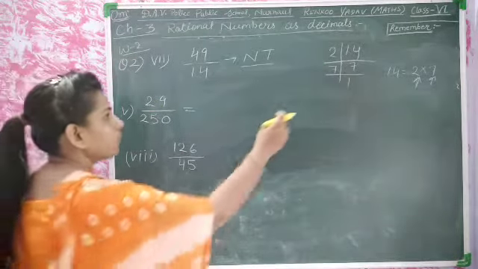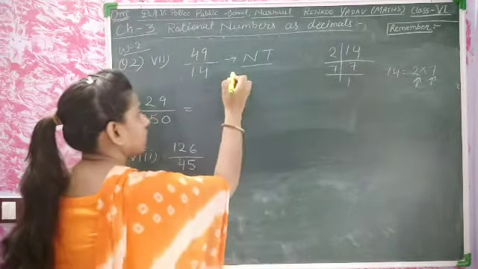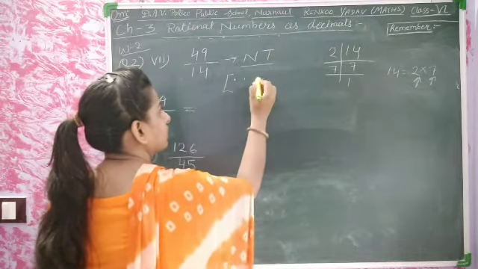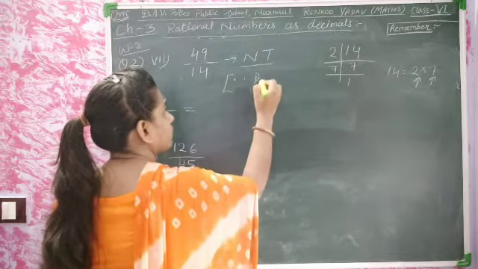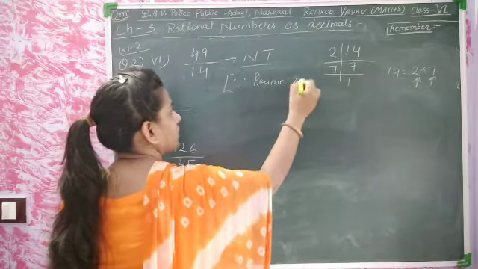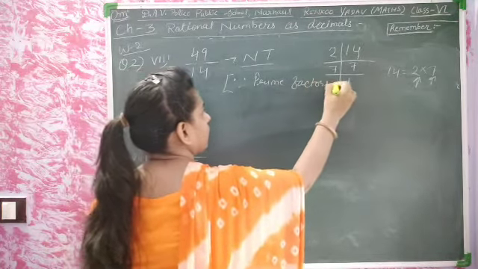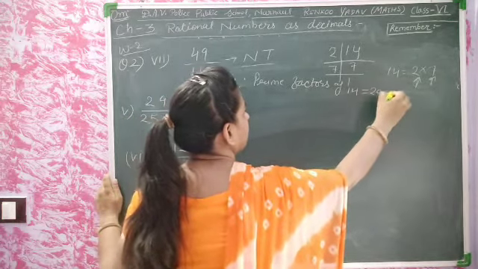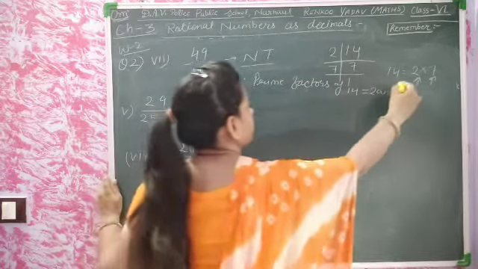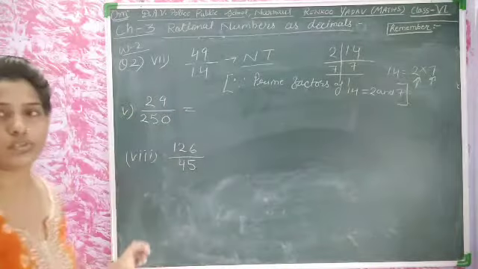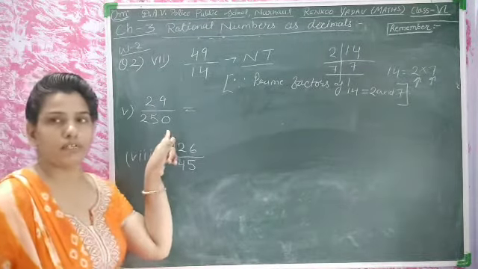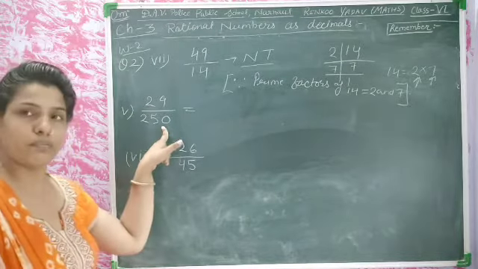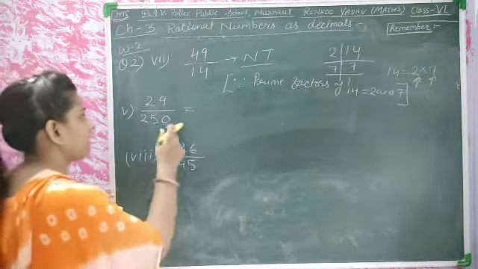Yes, we will do it in the fair notebook and we will take the revision, since prime factors of 14 are equal to 2 and 7. We will write it as that. Okay, students. Now we will do part 5. There is a denominator here, 250. So factorize it.